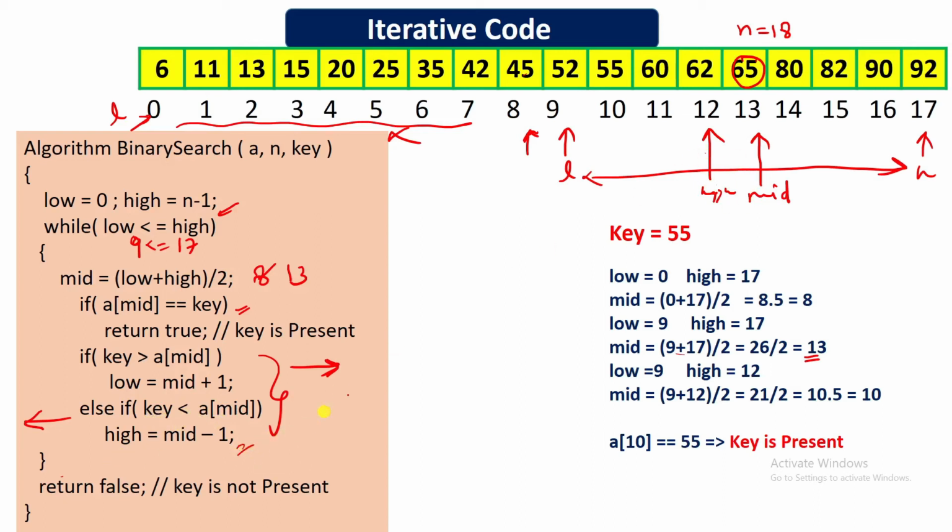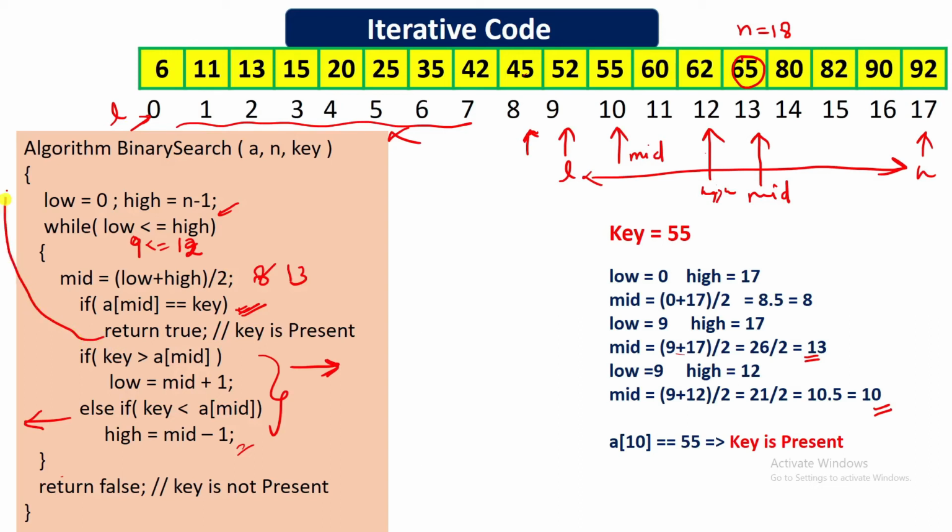Then again the same thing works. Now high is 12, so I will search between 9 and 12. My new mid index will be 10, and I check whether 55 is equal to A of 10. Yes, it is equal. So I will return true.